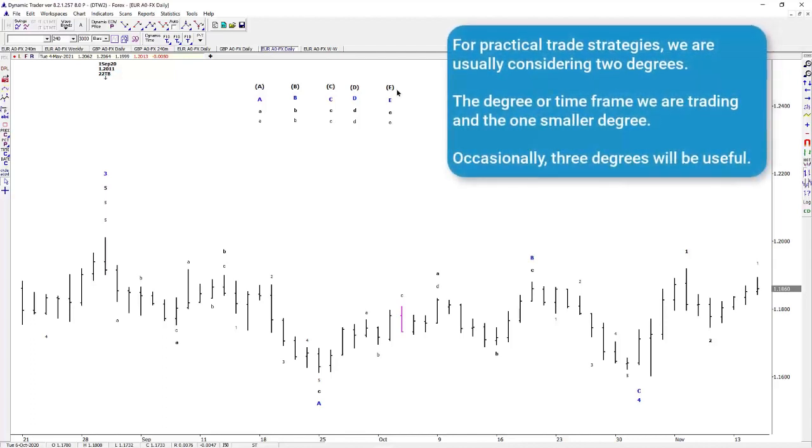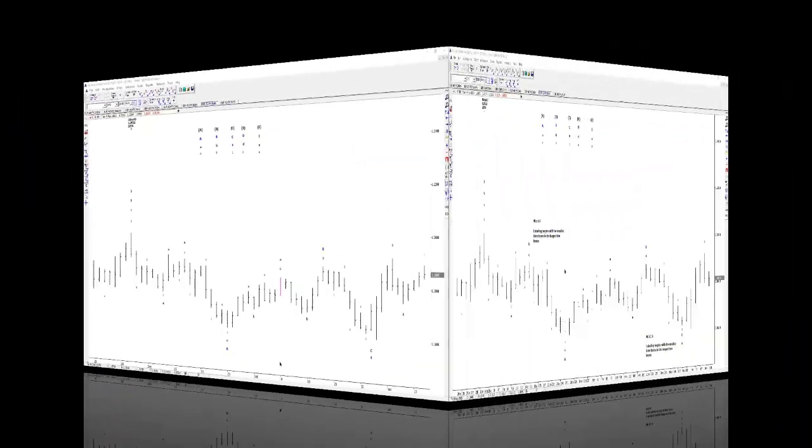For practical trading strategies, we tend to only look at 2 degrees. We look at the degree we're trading and then one smaller degree to identify the subdivisions to get an understanding and a setup for when that degree we're trading is over and ready to formulate a specific trade strategy.